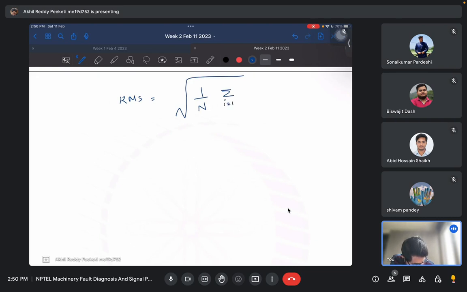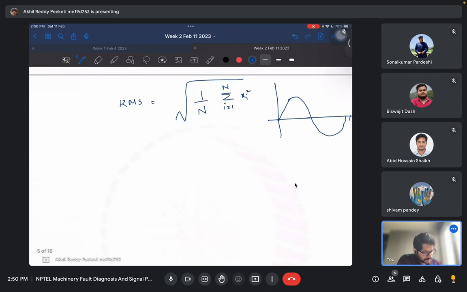So the sum for i equal to 1 to infinity of xi square. So let's look at a sine wave from 0 to 2 pi. So sine 0 is 0 and sine of 2 pi would be again 0. Sine of pi would be 0 and sine at pi by 2 would be 1 and at 3 pi by 2 would be -1. Okay.